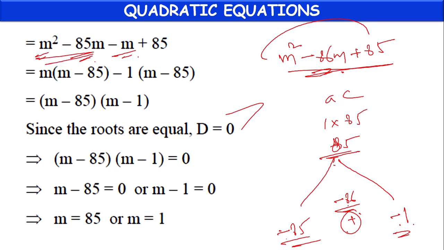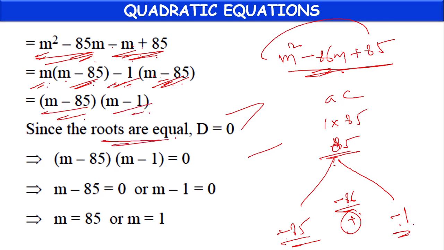Then the first two we can take as one group. If we take m as common, m minus 85 will remain. The next two as one group, there is nothing common. We can take 1 as common, and we can take minus as common. Because of the minus common, the sign will change. It will become m minus 85. Now m minus 85 is common. M minus 1 will be remaining.